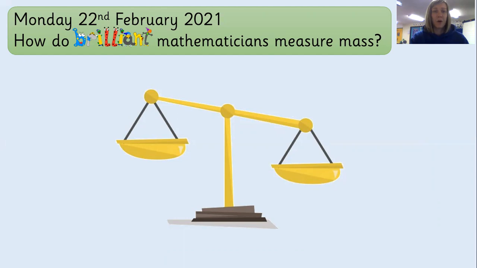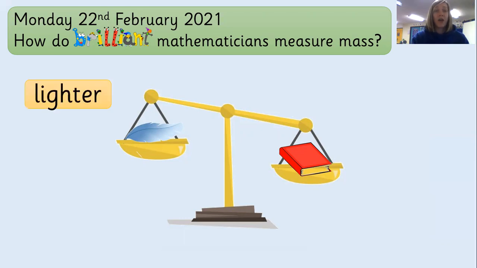So if I was to put a feather on one side of my balance scale and a book on the other side, because the book is heavier, the balance scales sink down, so the heavier object is closer to the ground. So the feather is lighter than the book, and the book is heavier than the feather. Those are the two words we're going to be using when we measure mass: heavier and lighter.